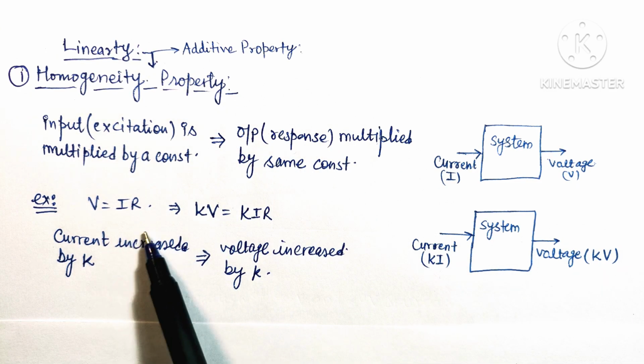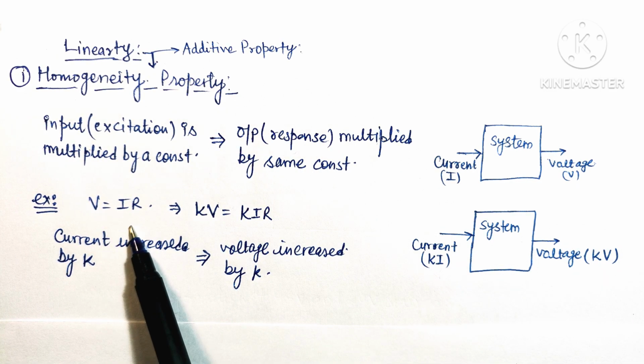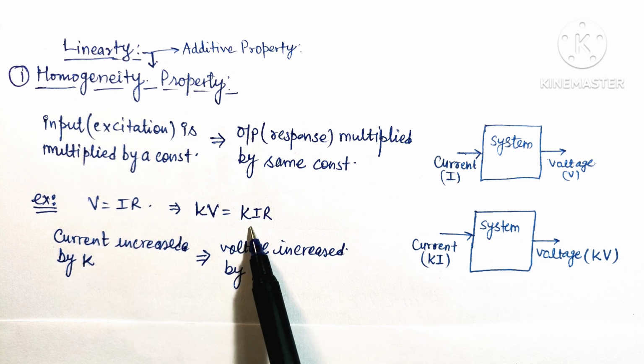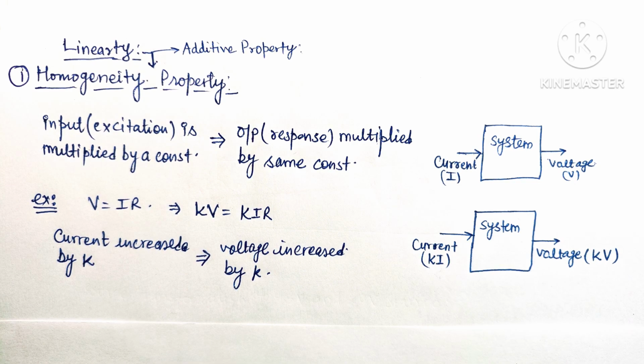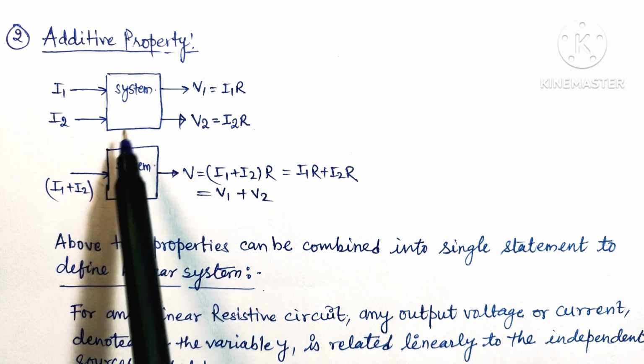So if the system follows Ohm's law, then voltage can be written as current times resistance. If we multiply the current at the input by a constant K, then the output will also be multiplied by K. Let us see the second property. Here the second property is known as the additive property.